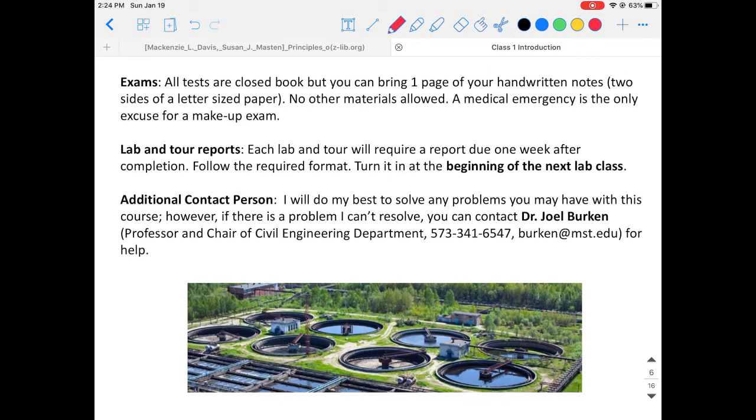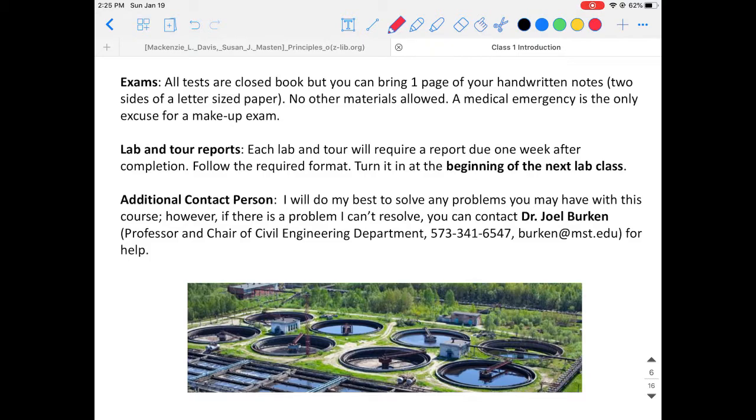Regarding the exams, all the tests are closed book, but you can bring 1 page of your handwritten notes. It can be 2-sided, because I think it's going to be a little bit difficult for me to check your handwritten notes right before the exam. So you can write that 1 page and bring it with you to the exam. No other materials allowed. And maybe for 1 or 2 of the exams, you can bring your calculator. That means that there are some calculations in the exams.